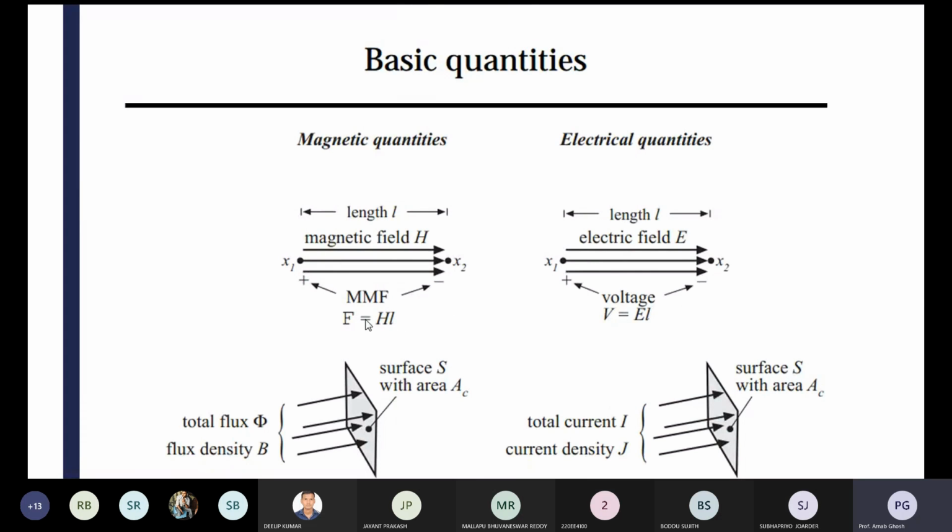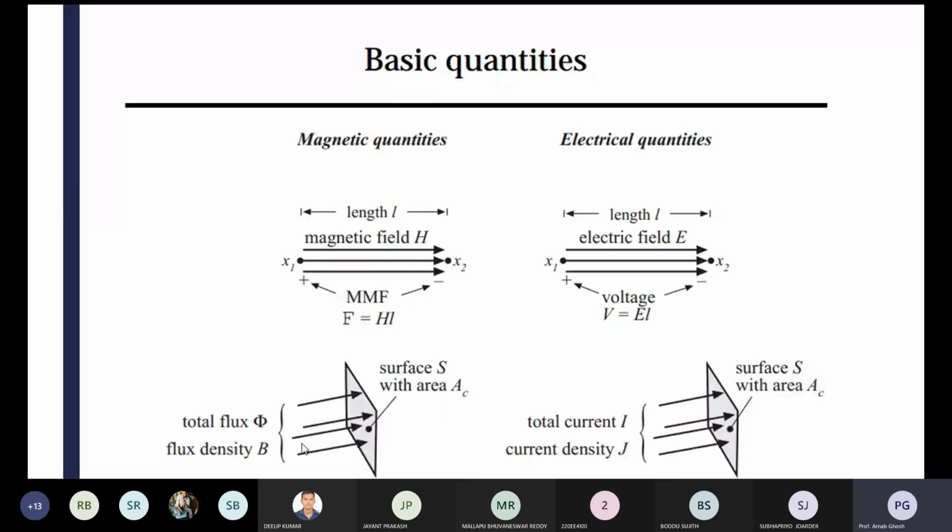So how much force will be observed? That is in your magnetic circuit. The same thing also happens in the electrical circuit. The length of the conductor is L, so voltage equals E into L, the induced EMF times length. Voltage means EMF in the electrical circuit, and MMF in the magnetic circuit. So H into L here, and E into L there.